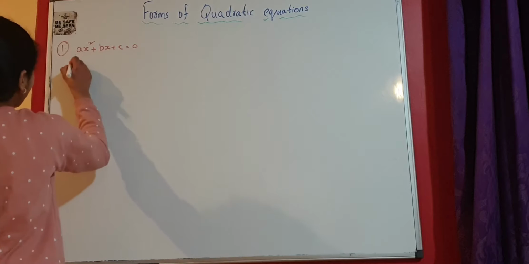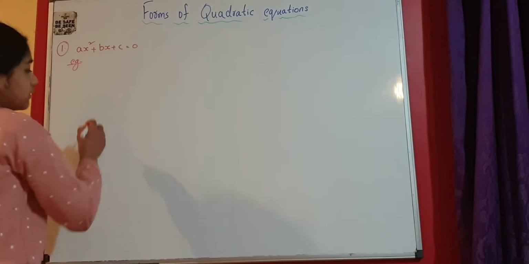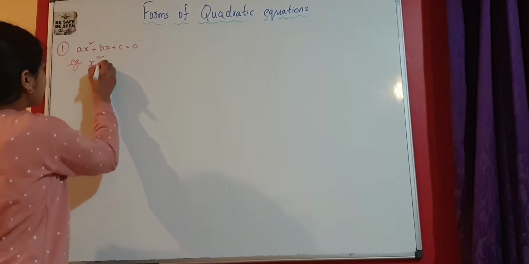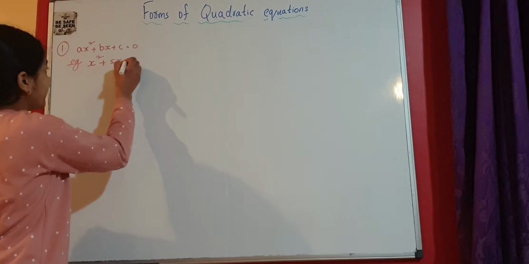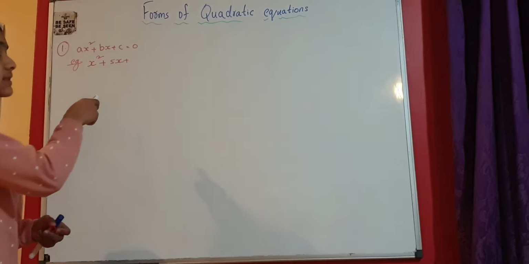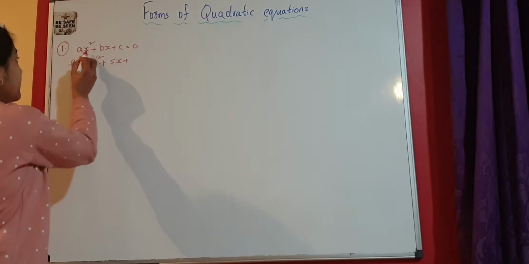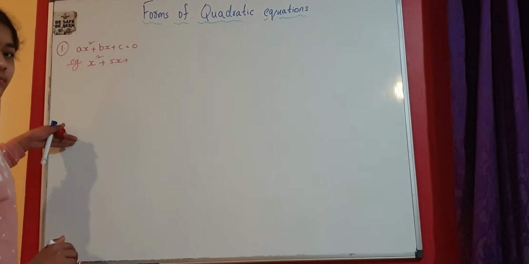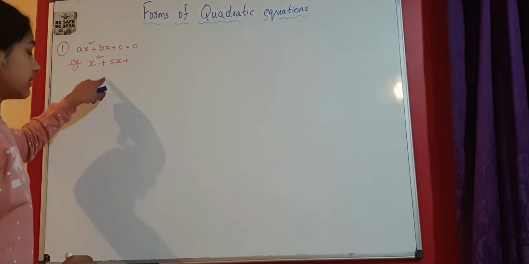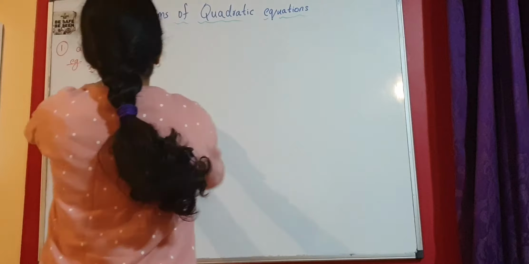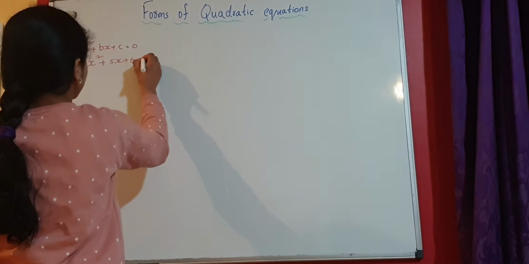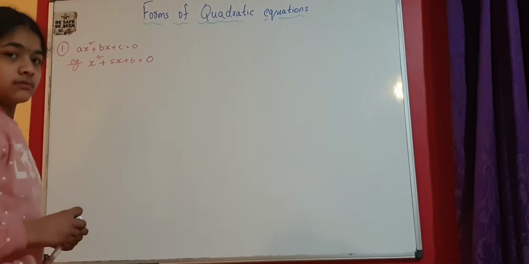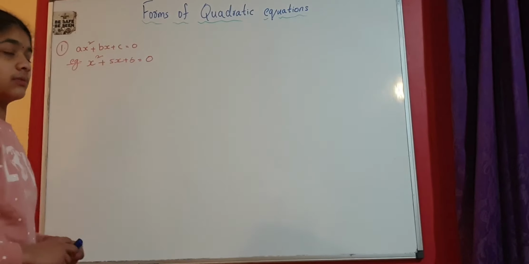So, let's take an example, x square plus 5x plus, so ax square plus bx plus c. Here, if it's in this form, how to solve it we'll see. We'll take a next form as well and we will see how to solve each one of them. So the first one is x square plus 5x plus 6 is equal to 0. We will see how to solve this equation. So we are going to take examples of each one.